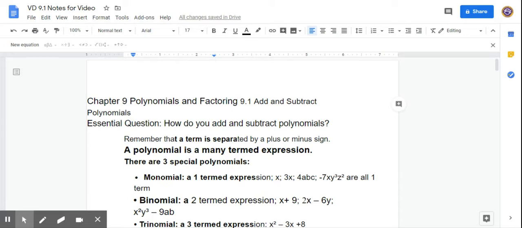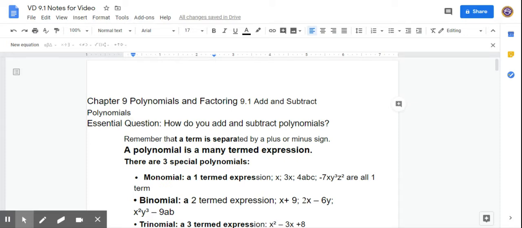Polynomials are just a many-termed expression. Remember what the word term means. A term is separated by a plus or a minus sign. We've done that before. X plus 2: you have two terms. X is a term, 2 is a term, with a plus sign in between. If you have 2x, there's one term because there's no plus or minus sign. So a plus or minus sign determines how many terms you have. All right? A polynomial is a many-termed expression.